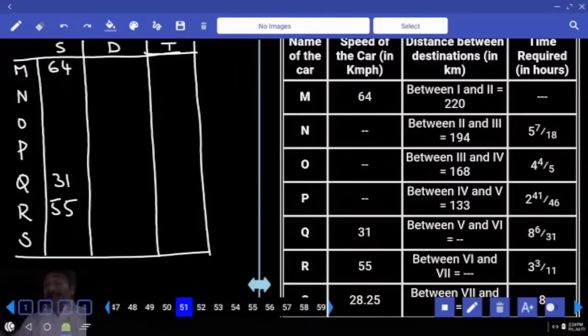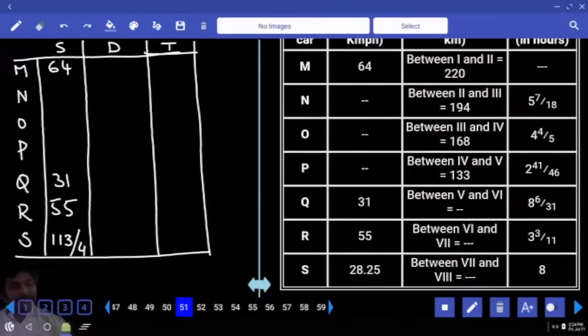28.25. Can I rewrite it as 28 1 by 4? Convert the mixed fraction to improper: 28 times 4 is 112, plus 1, 113 by 4. Time: 5 7 by 18. Mixed fraction, let us convert into improper: 18 times 5 is 90, plus 7, 97 by 18. 4 4 by 5, 24 by 5. 2 41 by 46.